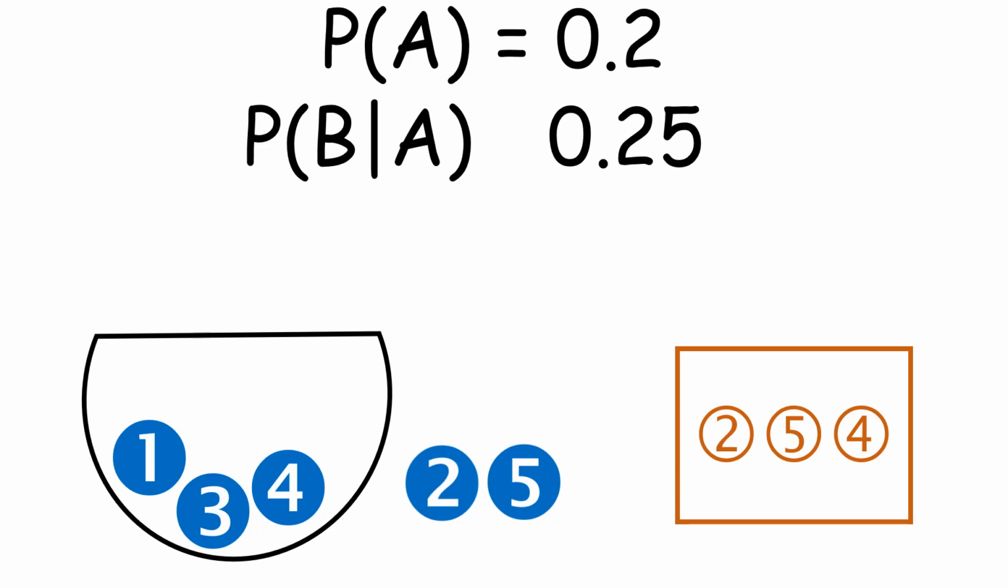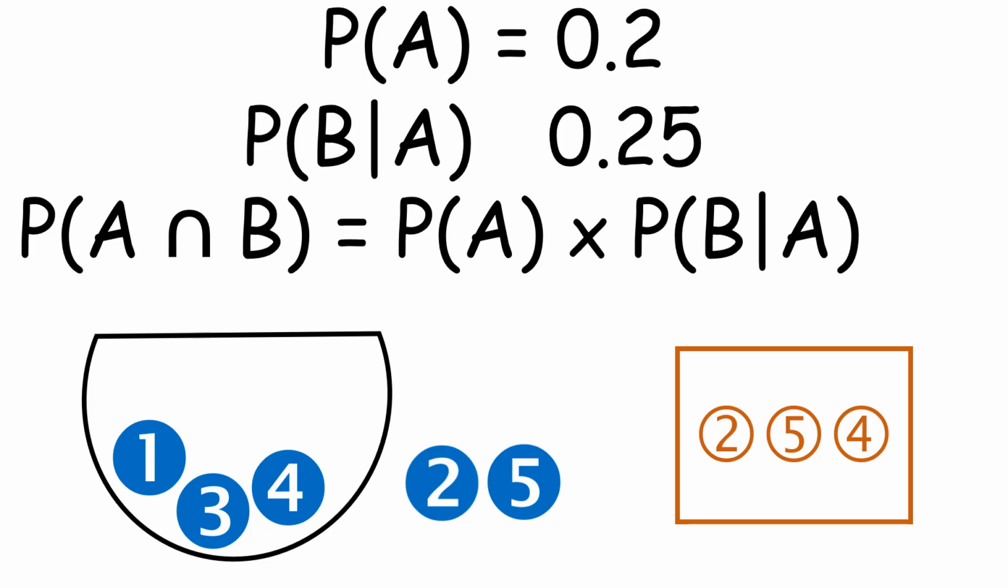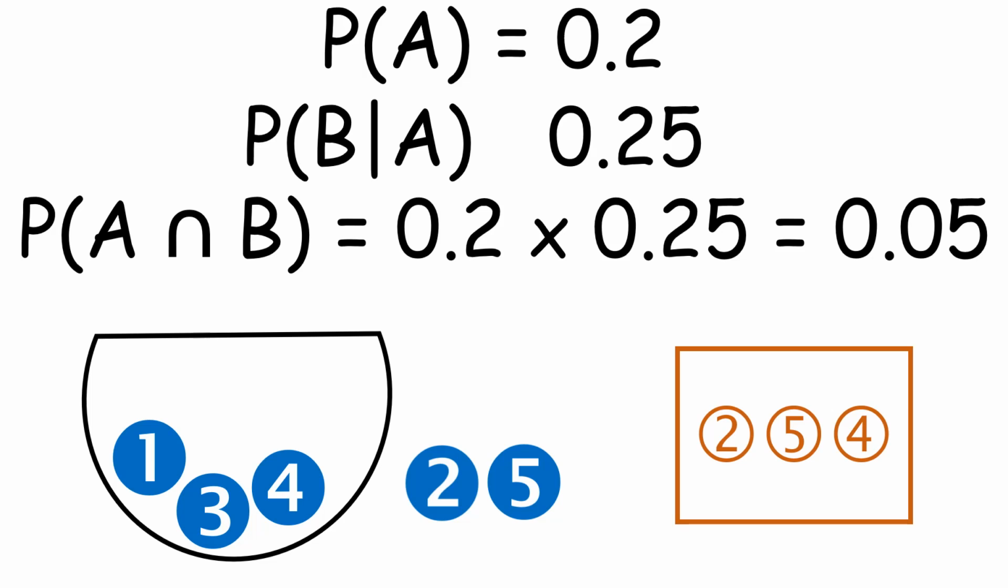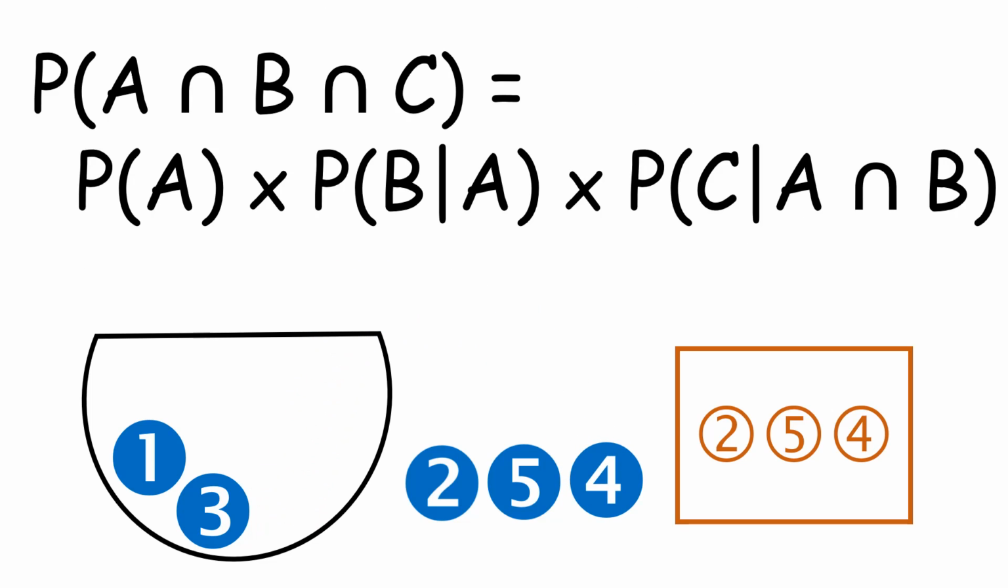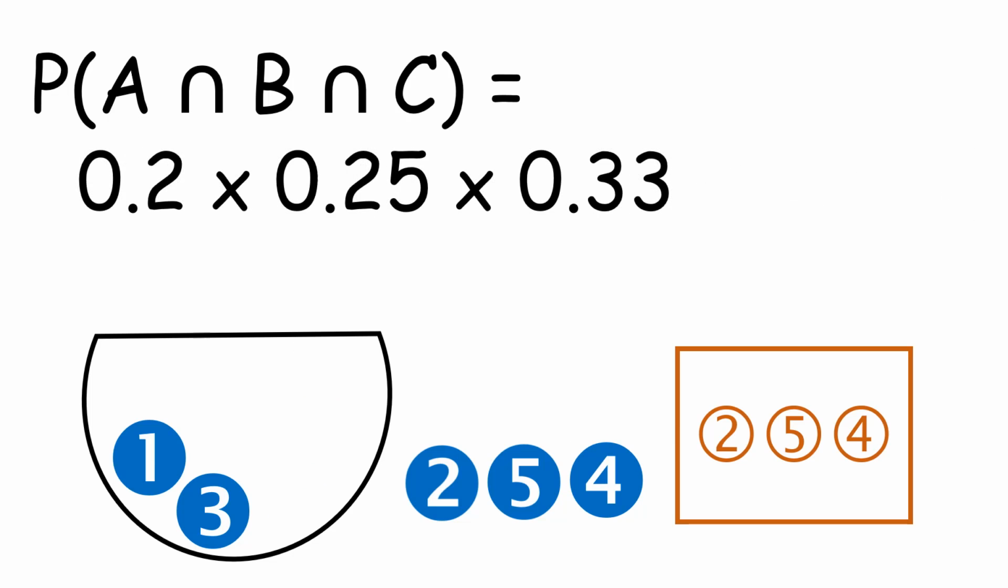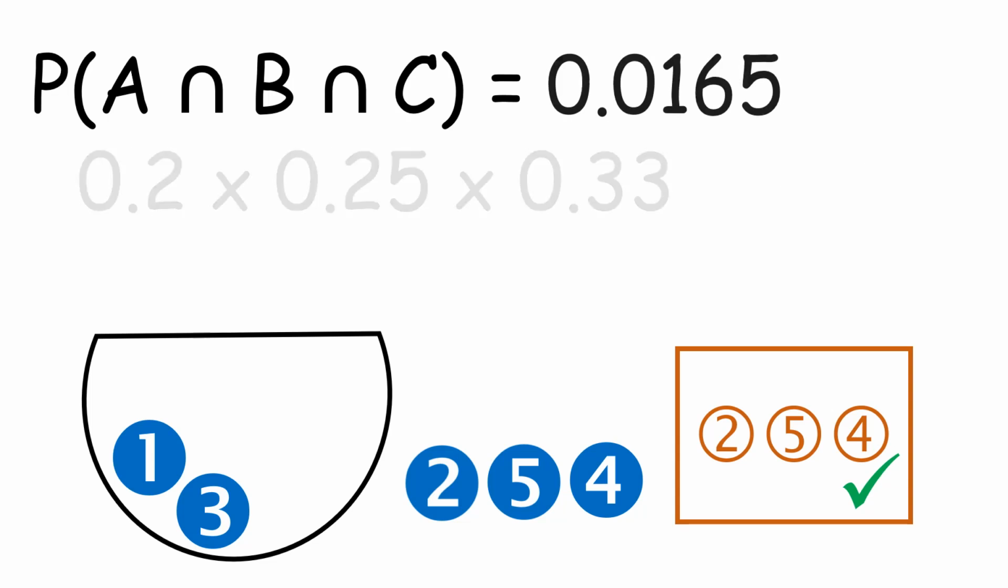Now the clever bit is that because our formula is an algebraic expression, we could rearrange it like this, enabling us to calculate the combined probability of event A and event B, allowing for the dependency. So the probability of the first two numbers being a 2 and a 5 is 0.05, or 5%. And we can extend this to calculate the probability for the entire ticket. It's the probability of A times the probability of B given A times the probability of C given A and B, which is 0.2 times 0.25 times 0.33, making the probability of having the winning ticket 0.0165, or around 1.65%.